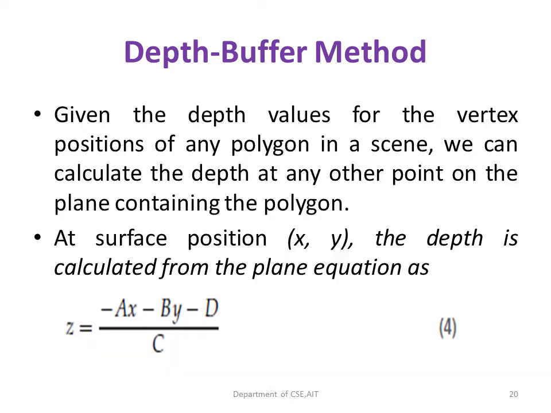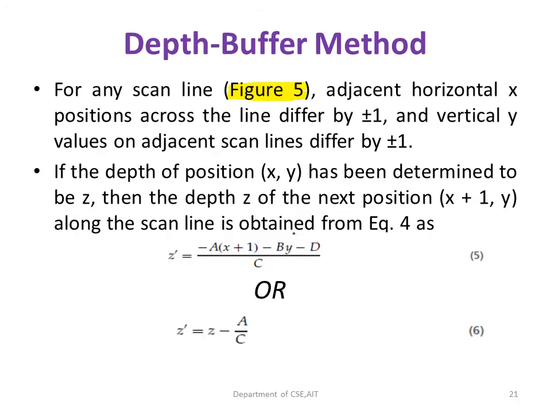For any polygon, I can compute the depth of a point on that polygon by making use of the plane equation, where I can find z using the parameters a, b, c, d and the x coordinate and y coordinate values. Every scan line differs from its adjacent scan line by one position, either plus or minus. Similarly, for vertical values also, the scan lines differ by plus or minus 1.